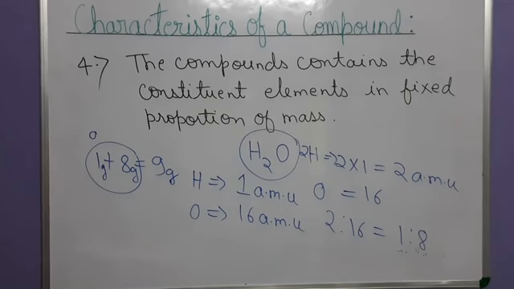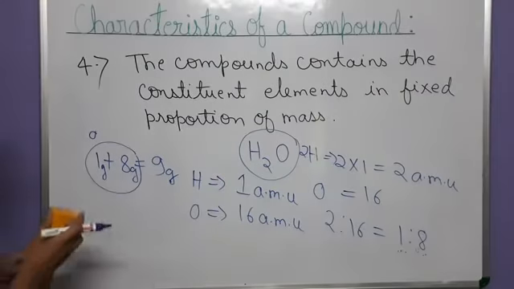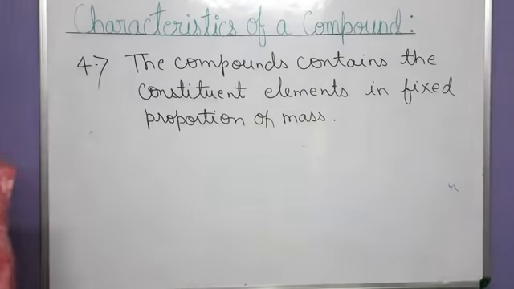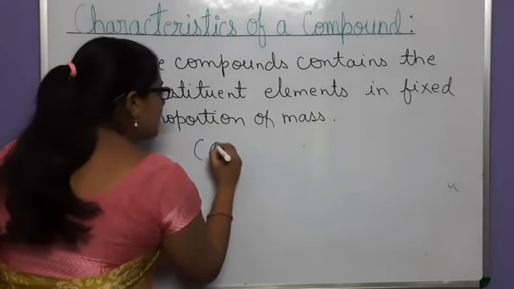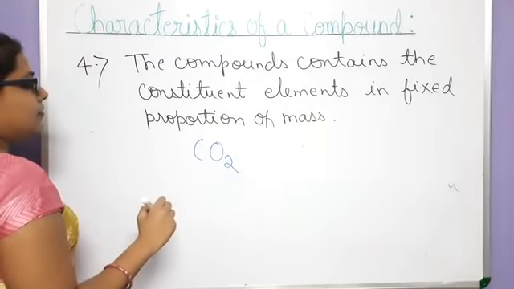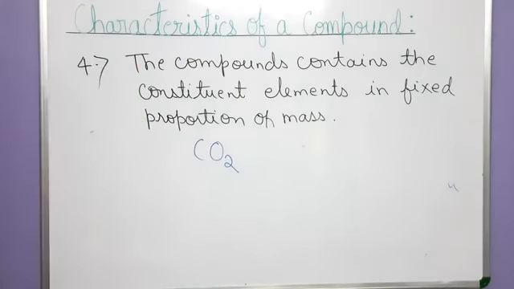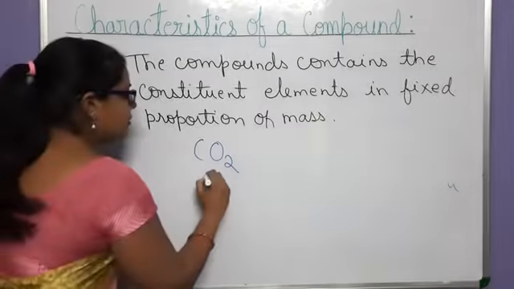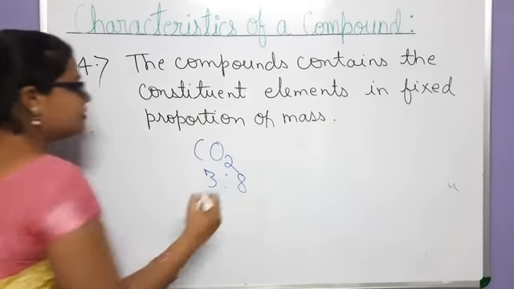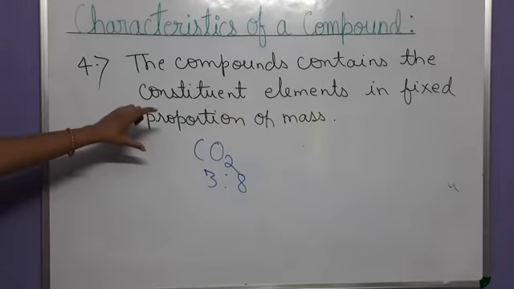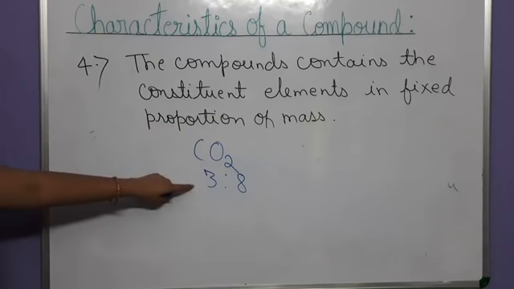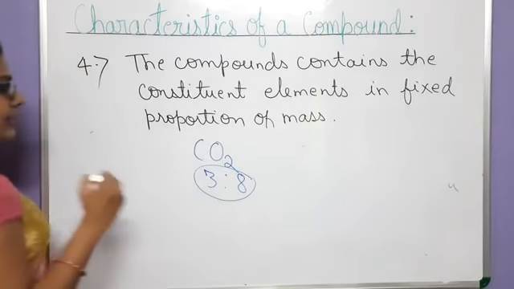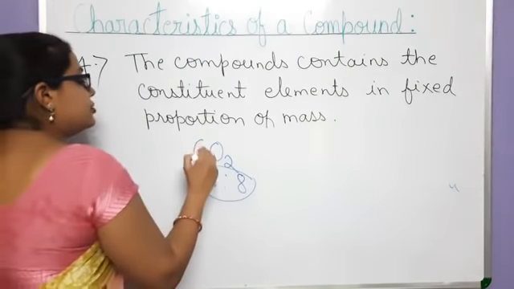In order to understand it better, let's take an example of some other compound. Let's take the example of carbon dioxide. Here also the conclusion is that by mass carbon dioxide contains 3 parts of carbon and 8 parts of oxygen. From where did this 3:8 ratio come? Again it came from the atomic mass of each element present.